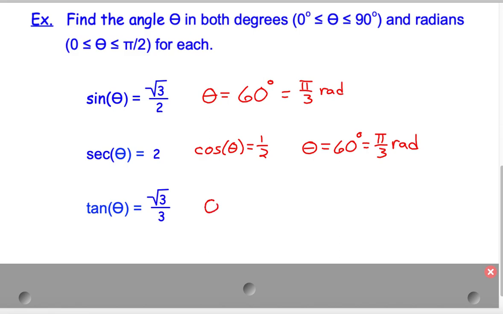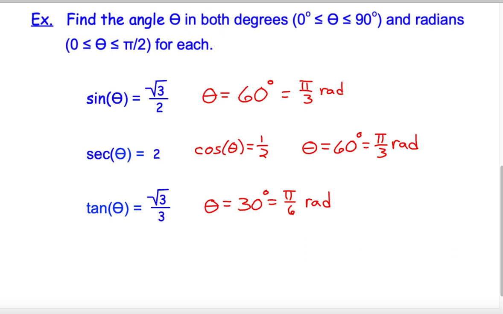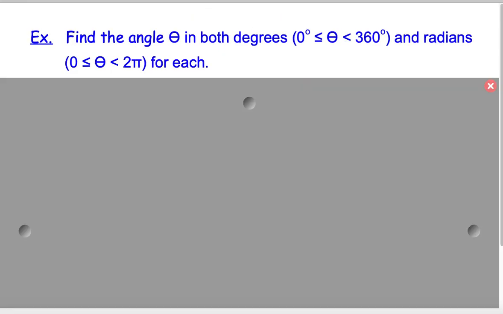So theta is equal to 30 degrees, which is pi over 6 radians. And that's it. All right, let's look at one other example, and it's closely related to this one. This time, though, I want you to find the angle, but now I'm looking over the entire unit circle, so the first, second, third, and fourth quadrants.